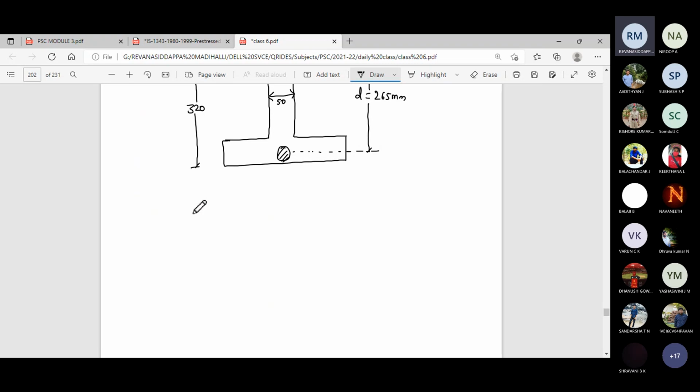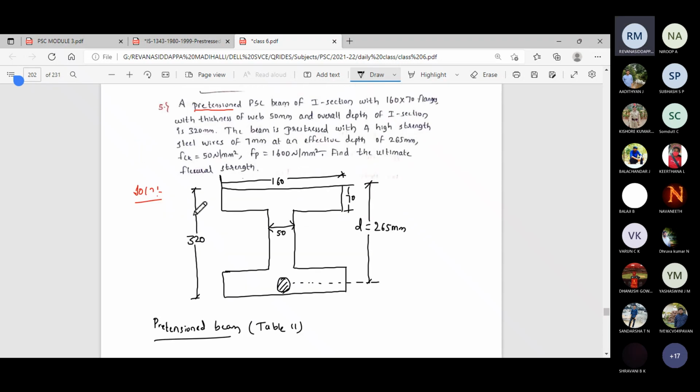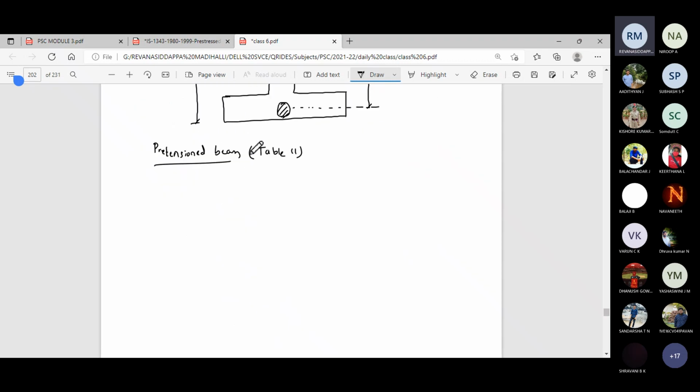Now the main condition is given: it is a pre-tension beam. Pre-tension beam means it belongs to table number 11, so refer table 11. Then all sectional dimensions of the I section are given. He says that the beam is pre-stressed with 4 high strength steel wires of 7 mm at an effective depth of 265 mm. There are 4 bars having diameter 7 mm.